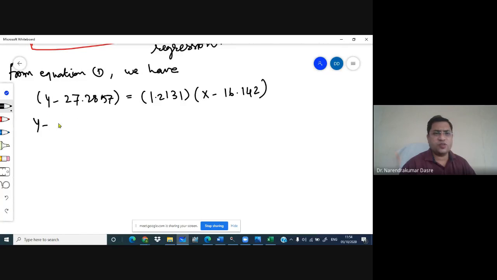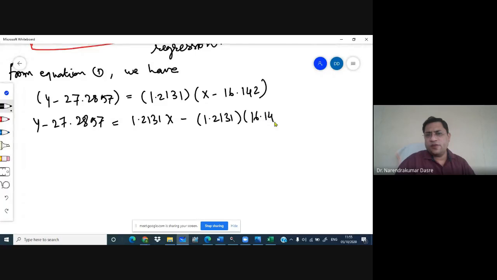So simplify this. y minus 27.2857 is equal to 1.2131 times x minus 1.2131 into 16.142. Now you can take this constant to the other side. So you can write y is equal to 1.2131x minus 1.2131 into 16.142.